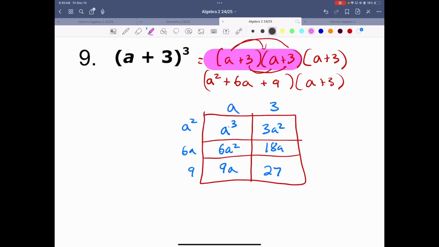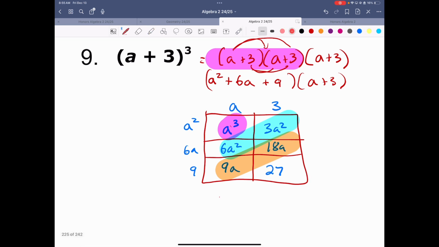Combine like terms. Those are like. Those are like. Those are like. And 27's on its own. Again, this is a nice thing about it too. Generally speaking, it's the diagonals that you can combine. 6 plus 3 is 9. 9 plus 18 is 27. And there it is. That's your solution.